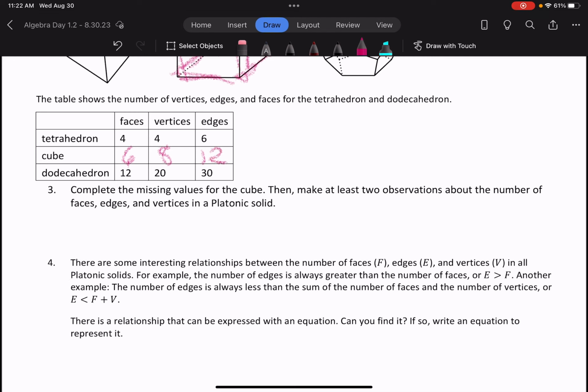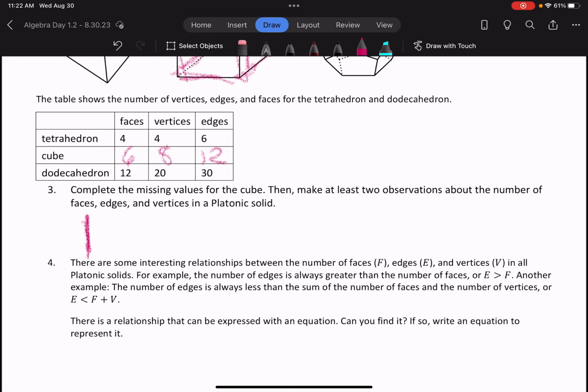All right. So then it says, make at least 2 observations about the number of faces, edges, vertices in a platonic solid. You can make your own observations, right? So like are edges more or less than vertices, is the number of faces more or less than edges, right? So make a couple of observations yourself here. That's something you can 100% do.